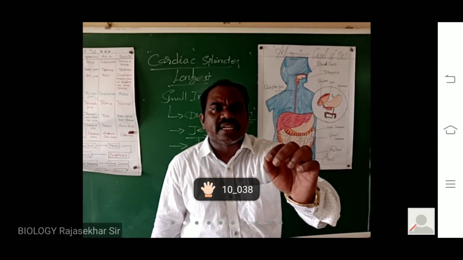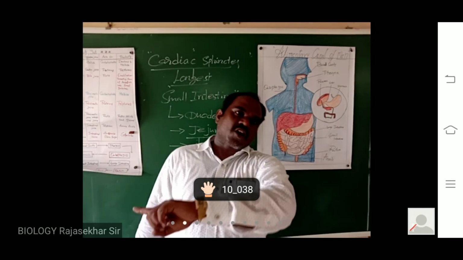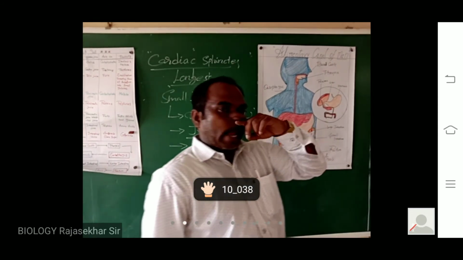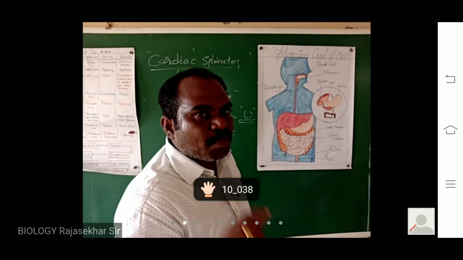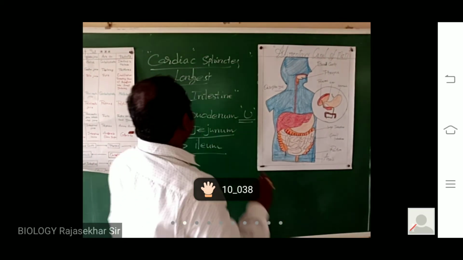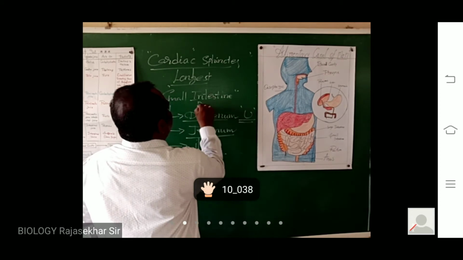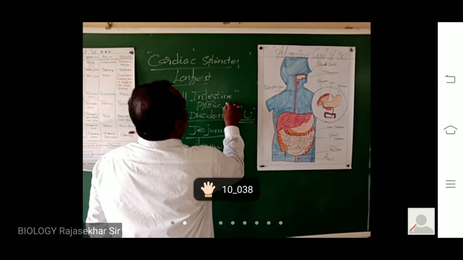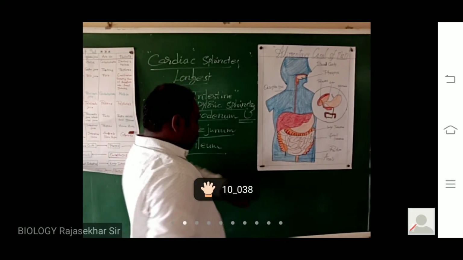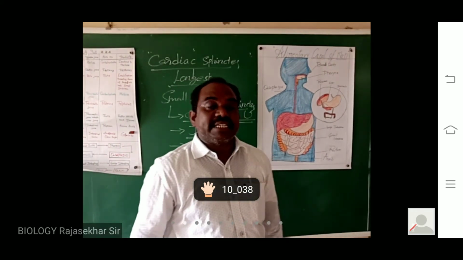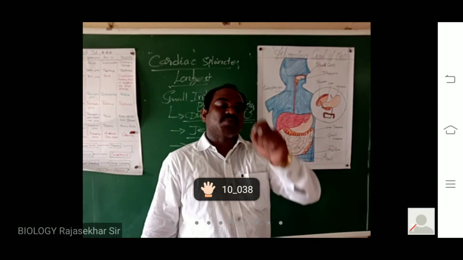The small intestine size varies from one organism to another. In the first part of the small intestine, the duodenum, one sphincter is present, called the pyloric sphincter.